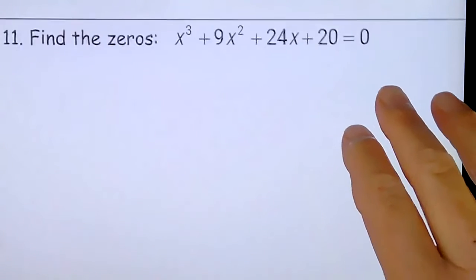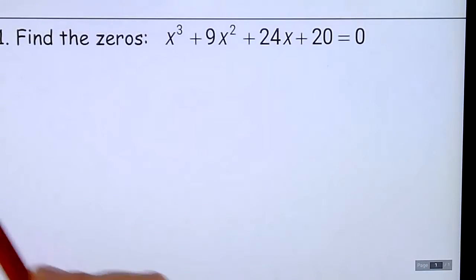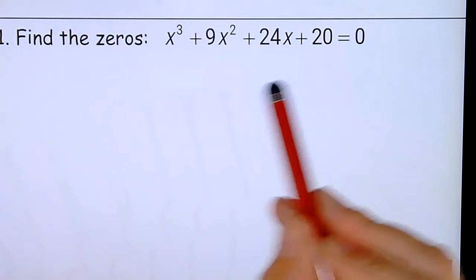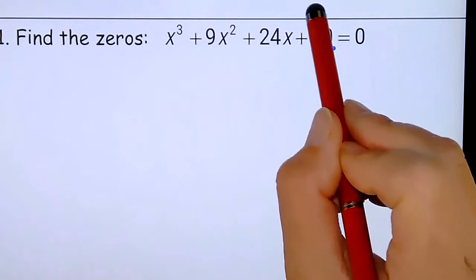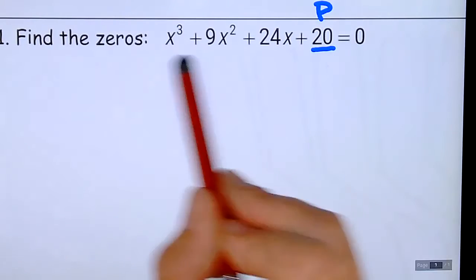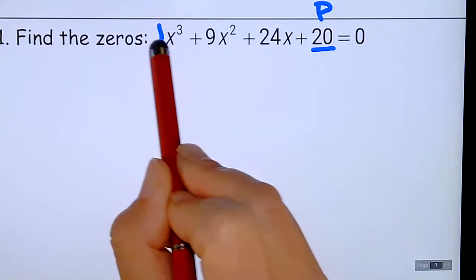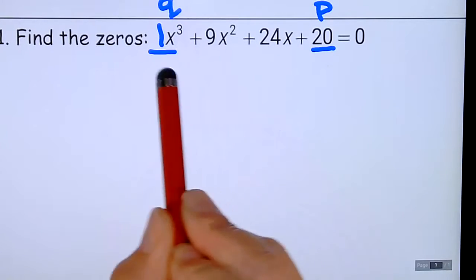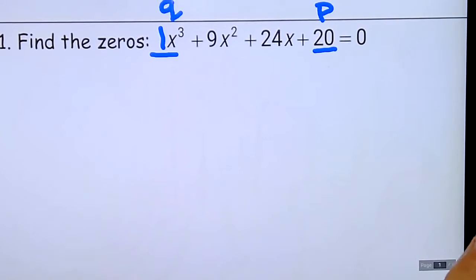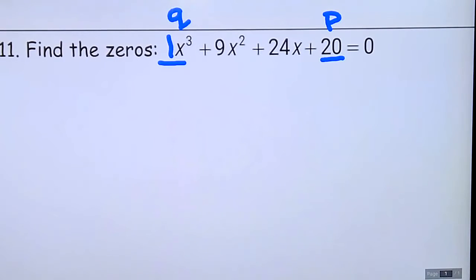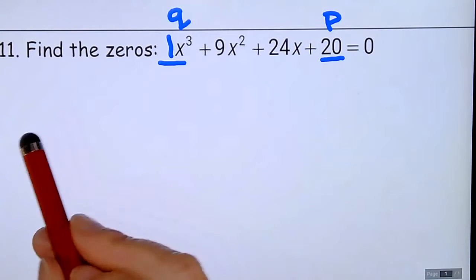Okay, on 10, we're going to find our zeros. Okay, so I am going to be looking for my P over Q. So here, this is going to help me with my P. There's really a 1 here. That's going to help me with my Q. So since this Q is 1, that's going to be nice because my P over Q's are going to be integers. I'm not going to have fractions.